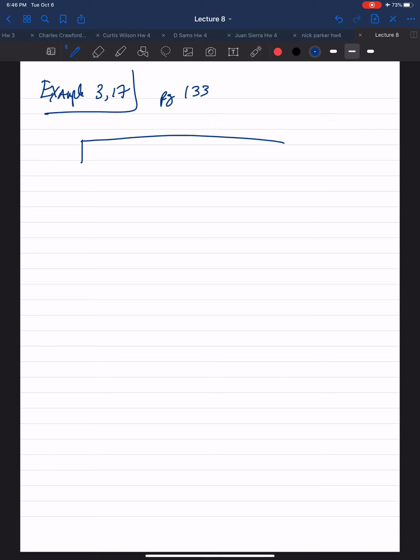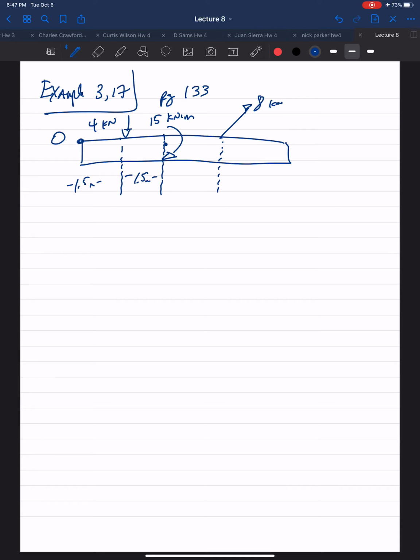So, starting with the beam. Point O. We have a 4 kilonewton force here. We have a moment here, clockwise. 1.5 meters. We have an 8 kilonewton force here. 4.5 meters. And this is off a certain distance from the beam of 0.5 meters. This is the y-axis, x-axis.